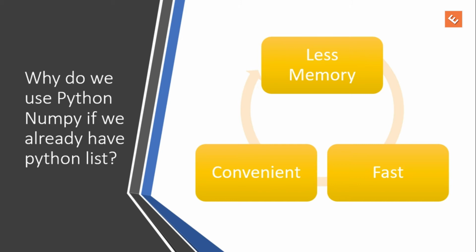Why do we use Python NumPy if we already have a Python list? We use a Python NumPy array instead of a list because of three reasons: less memory, fast, convenient. The very first reason to choose a Python NumPy array is that it occupies less memory as compared to a list. Then, it is pretty fast in terms of execution and at the same time it is very convenient to work with NumPy. So these are the major advantages that a Python NumPy array has over a list.